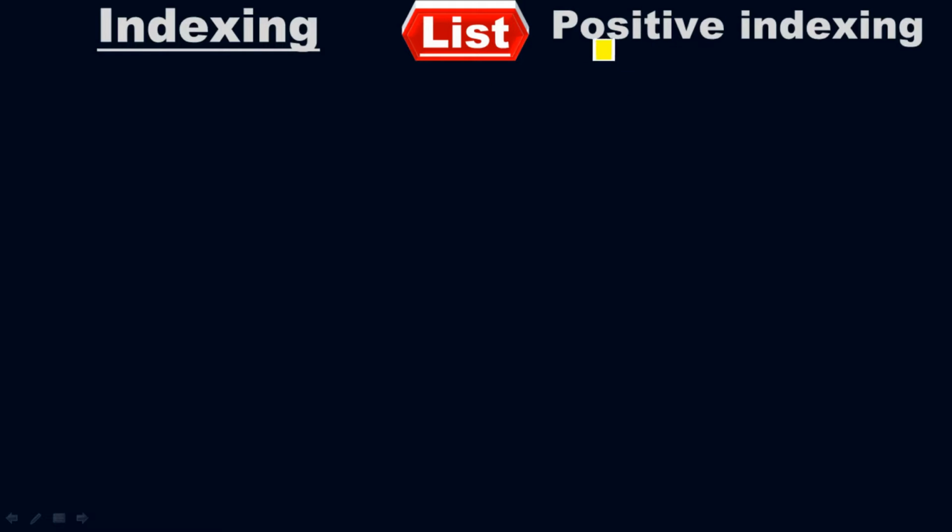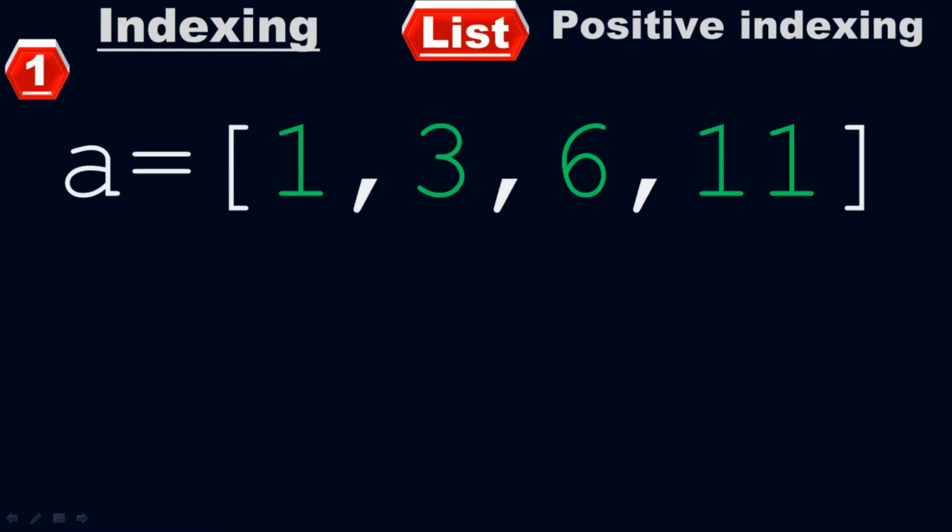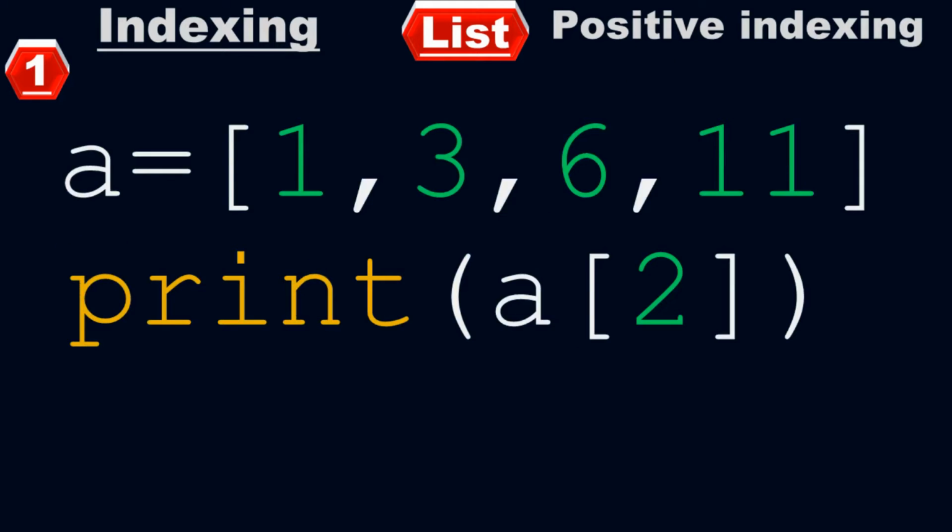So let's first talk about positive indexing. We are going to do positive indexing first. We will do some examples of how to find the positive indexing of a list. Example number 1. If I have a equals to 1, 3, 6, 11, take the print of a of 2, it returns 6. Look, it is a list where the elements are integers. It is a collection of positive numbers.